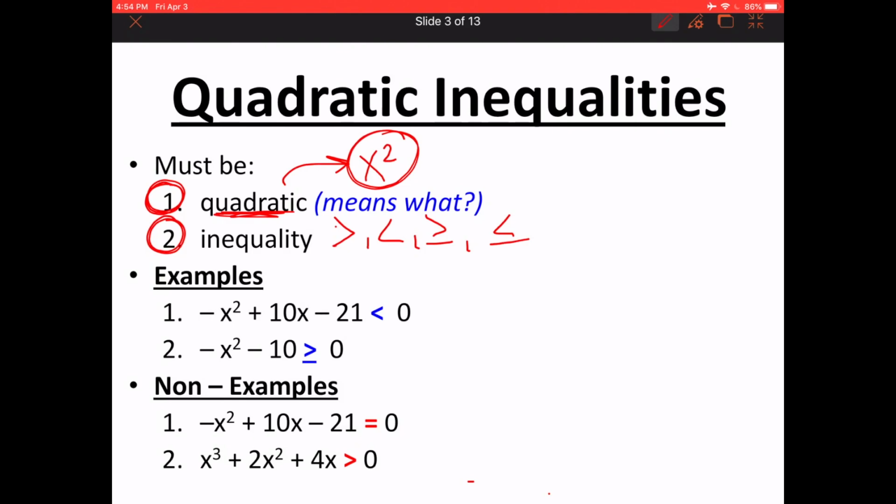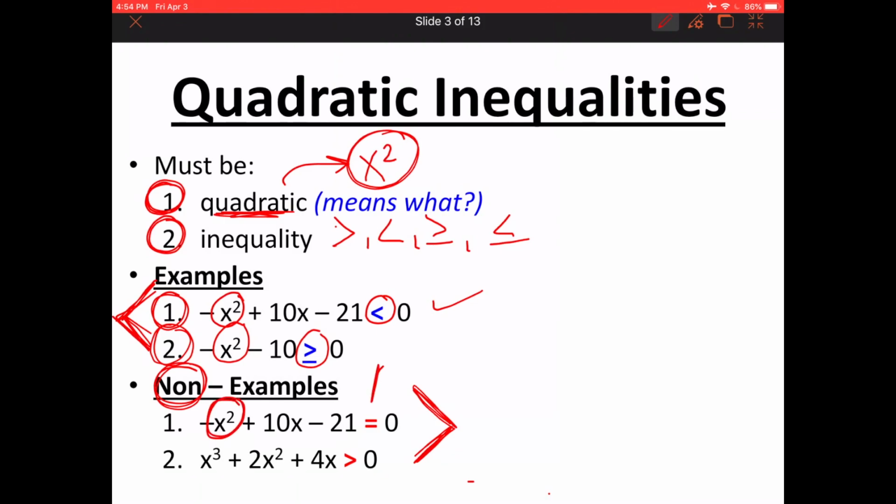So let's look at some examples. Here, examples 1 and 2. Both of these are quadratic inequalities. Notice they have an x squared, and they also have an inequality symbol. These bottom two are non-examples, okay? The first one has an x squared, but it has an equal sign, and an equal sign is not allowed for a quadratic inequality. It would have to be a symbol.